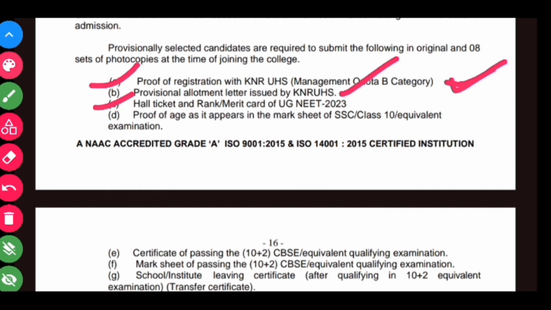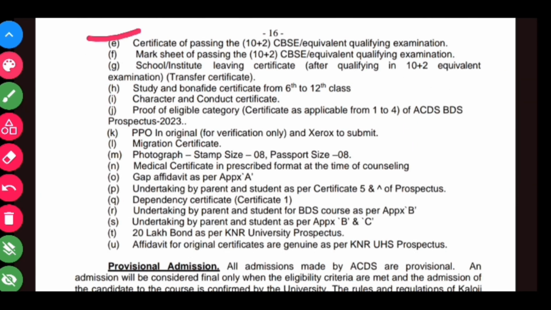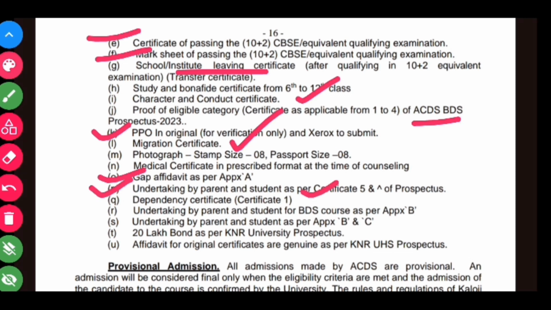And then proof of age. So you have to keep your 10th mark sheet ready. Then you've got your 12th passing certificate, 12th mark sheet, then the leaving certificate or the transfer certificate. And then as I told you earlier, all the certificates from 6th to 12th are not required. You need to have your 10th and 12th certificate and the mark sheet. Then you would have got a character and conduct certificate from the school, migration certificate. Then you need to have your photographs. Given the medical certificate, you have to get that filled. Given the gap affidavit, then undertakings by the student and parent both. Then you will require a dependency certificate, then undertaking by the student and parents.